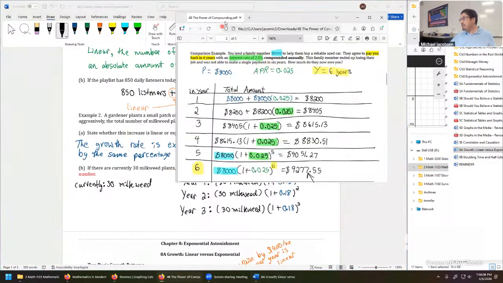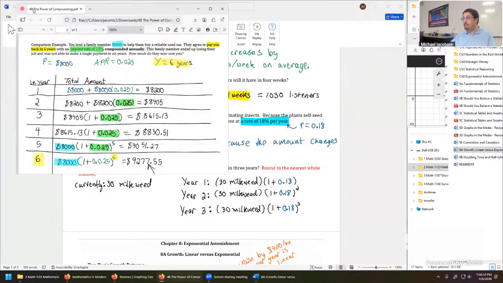And again, here's the tie-in. We did something pretty much exactly the same in power of compounding. Here we had a principal of $8,000, a growth rate of 2.5%, which is much smaller than the 18%. That was the APR. Instead of saying 3 years, we did 6 years.